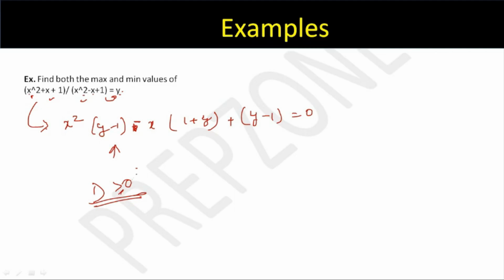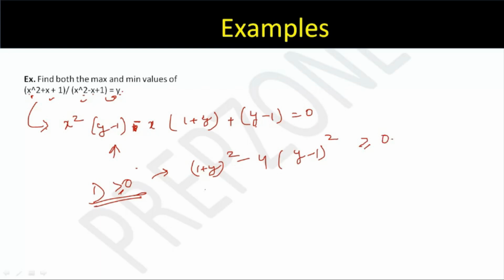So if D is greater than or equal to 0, then you simply solve this particular quadratic equation and you will get a range of y. So what is D here? D is b square minus 4ac. This is what? (y + 1) whole square minus 4(y - 1)(y - 1)... A and c are the same, greater than or equal to 0.